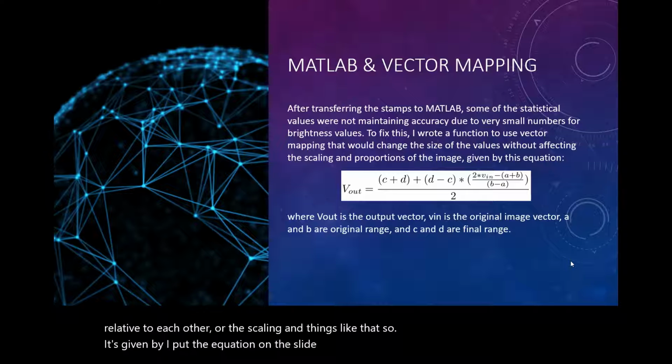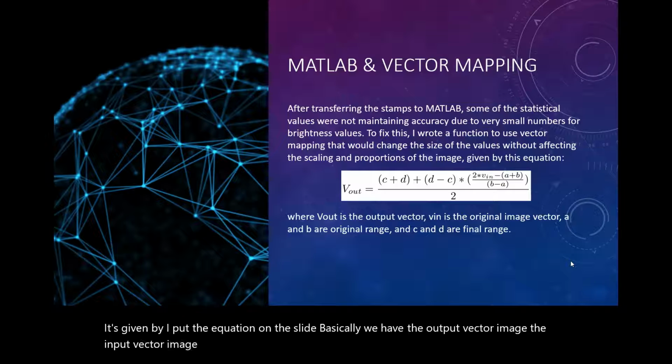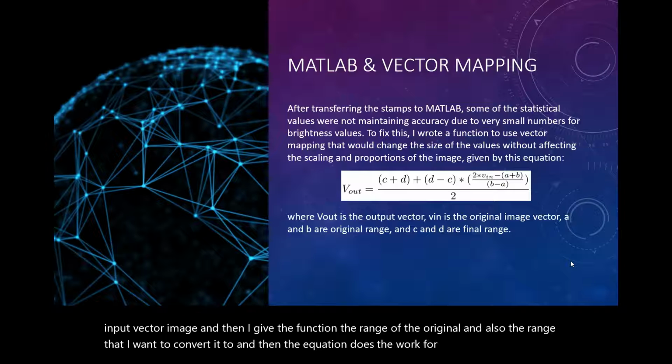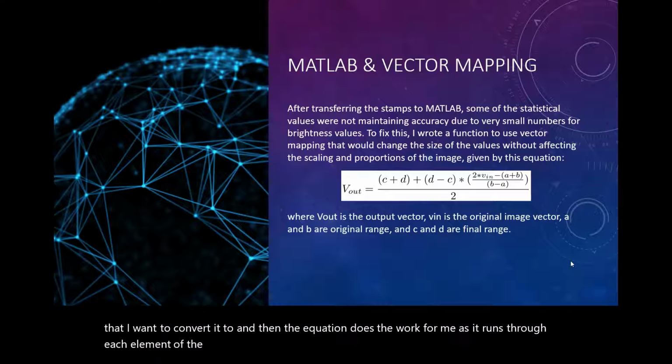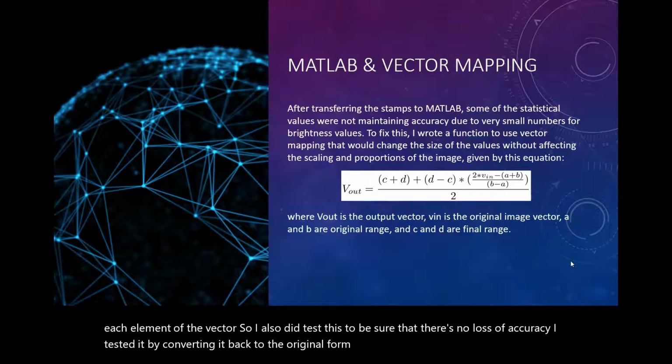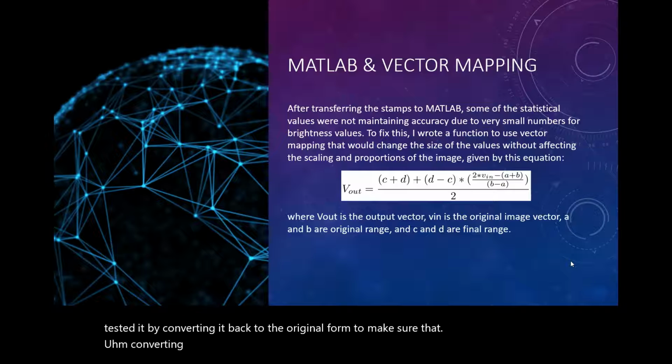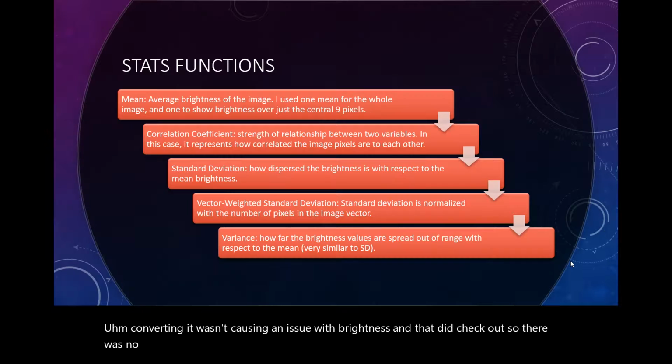Basically, we have the output vector image, the input vector image, and then I give the function the range of the original and also the range that I want to convert it to. And then the equation does the work for me as it runs through each element of the vector. I also tested this to be sure that there's no loss of accuracy. I tested it by converting it back to the original form to make sure that converting it wasn't causing an issue with brightness, and that did check out. So there was no loss of accuracy there.